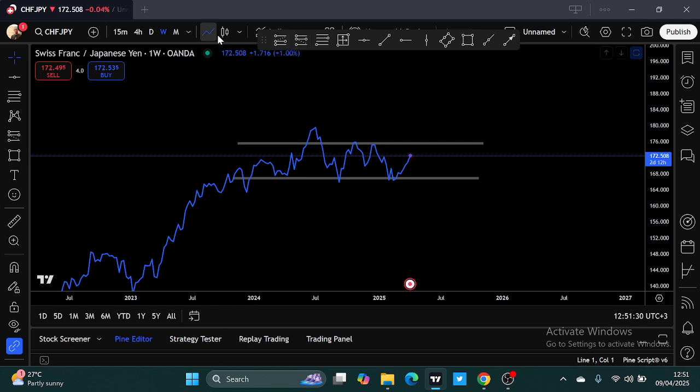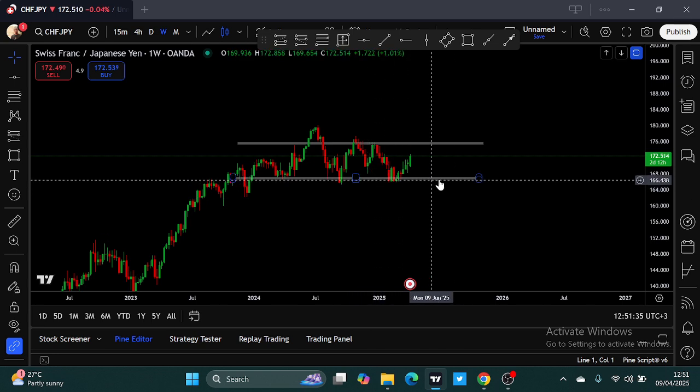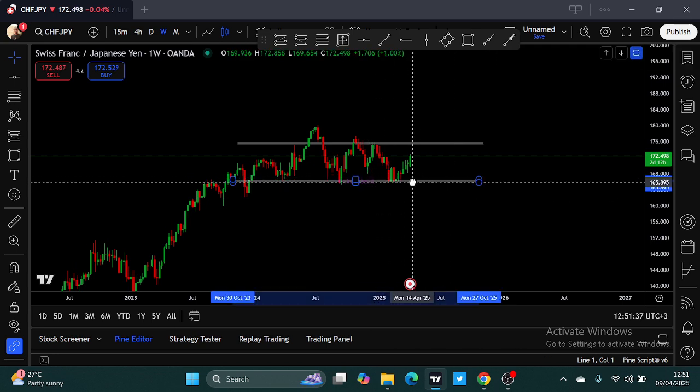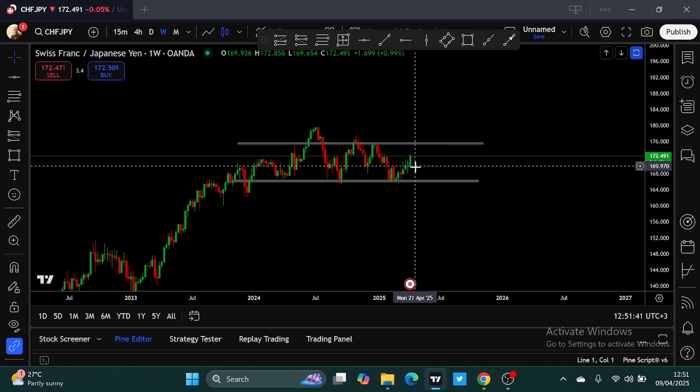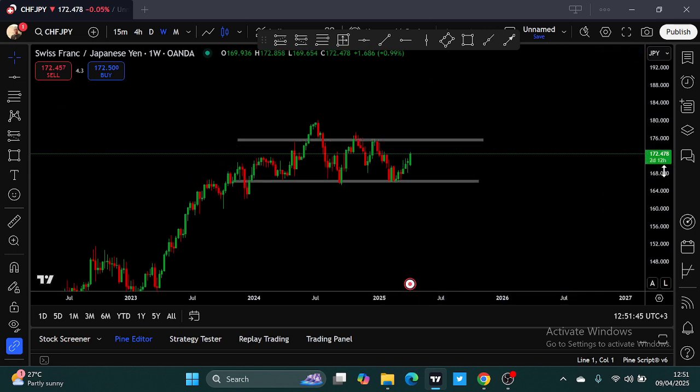You see guys how the things are simple? Very, very simple. Put on your candlesticks and adjust accordingly. So this one, I think this one is okay. Yes. So now you have your support and resistance.